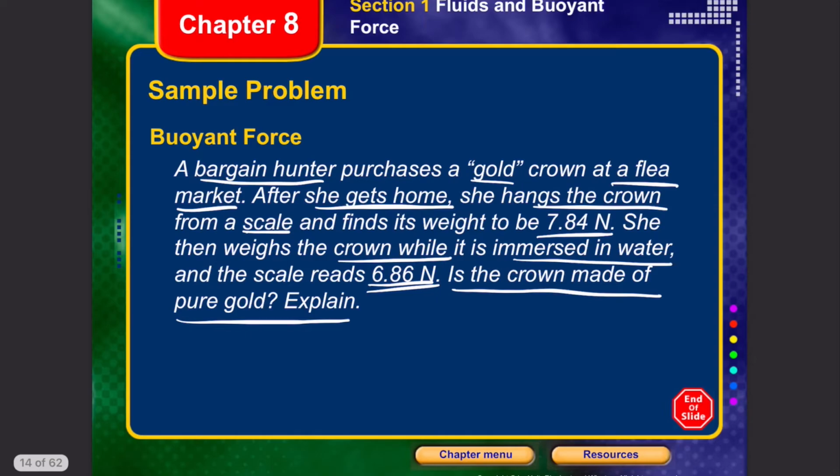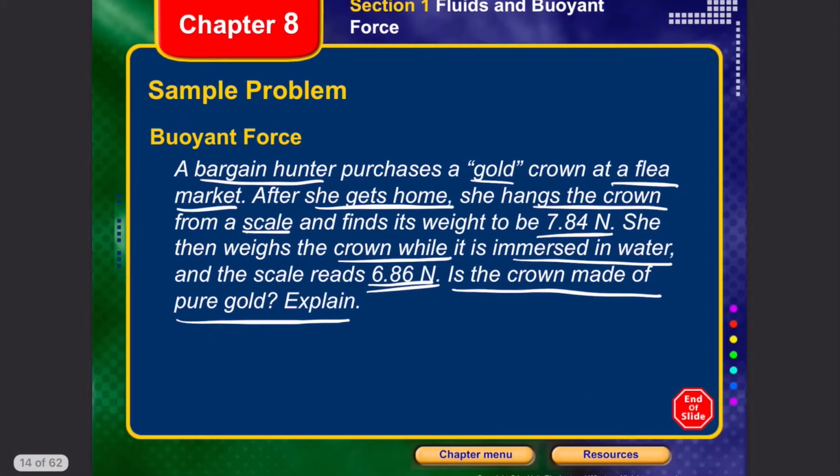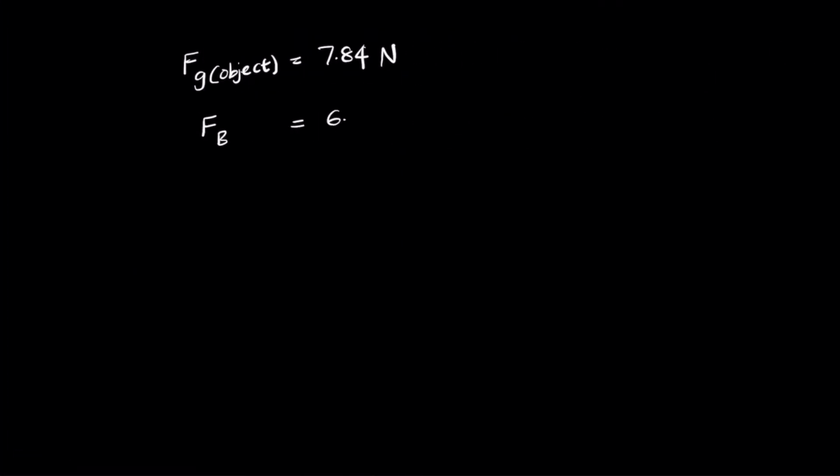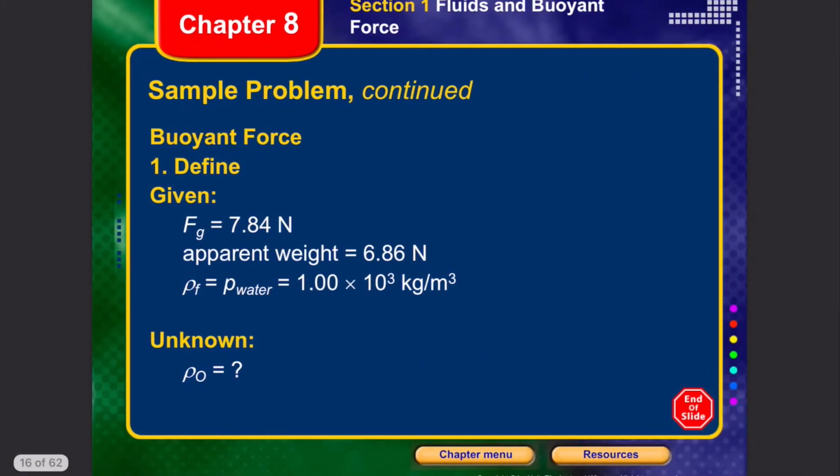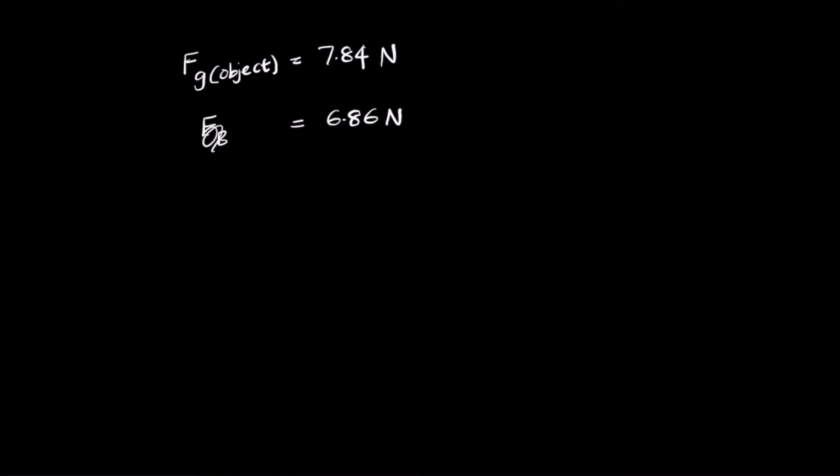So let's take into consideration the data that is given. The first thing that we need to remember is the weight of the object is 7.84 Newton. Now remember that when it is submerged in the liquid, the amount of weight is equal to the buoyant force. So that buoyant force is 6.86 Newton. I'm sorry, this is the apparent weight, not the buoyant force. So this is the apparent weight.